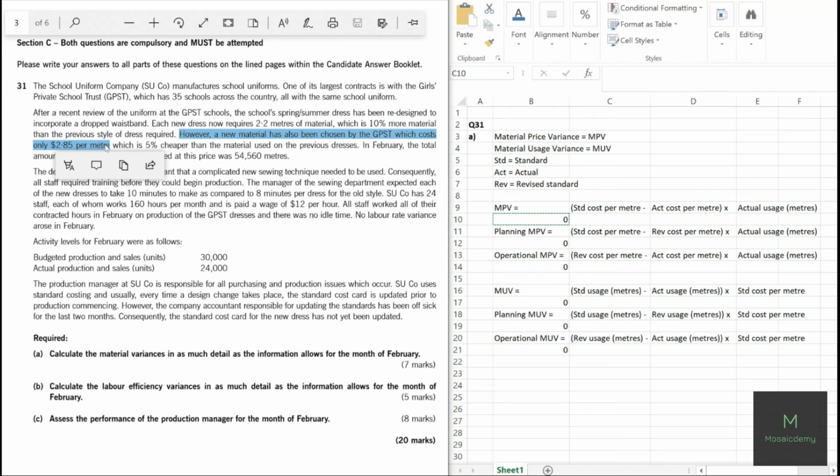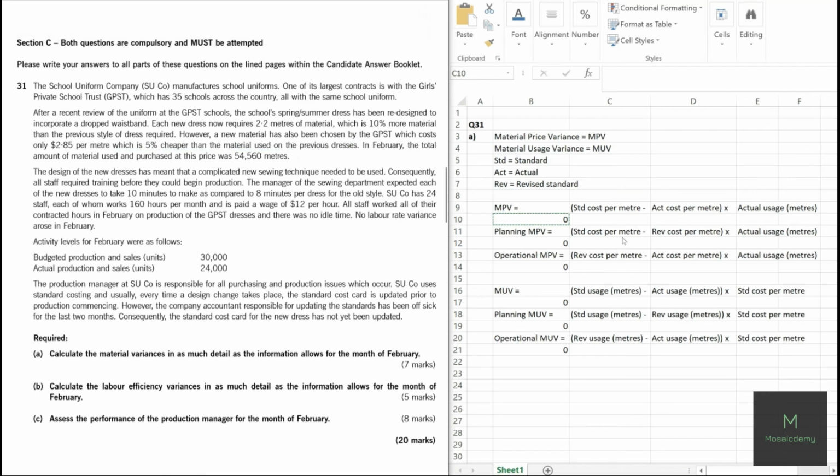Okay, the new material is a new material, so it has to do with the revised material, right? The updated material, which is 5% cheaper than the material used on previous dresses. Okay, so that would have been the old price. The old standard would have been 5% more expensive than the 2.85. Okay, so let's fill that down. So we know that our revised cost per meter is 2.85, so we'll fill that out in our relevant cells. Okay, and our old standard, so the 2.85 was 5% cheaper than our old standard.